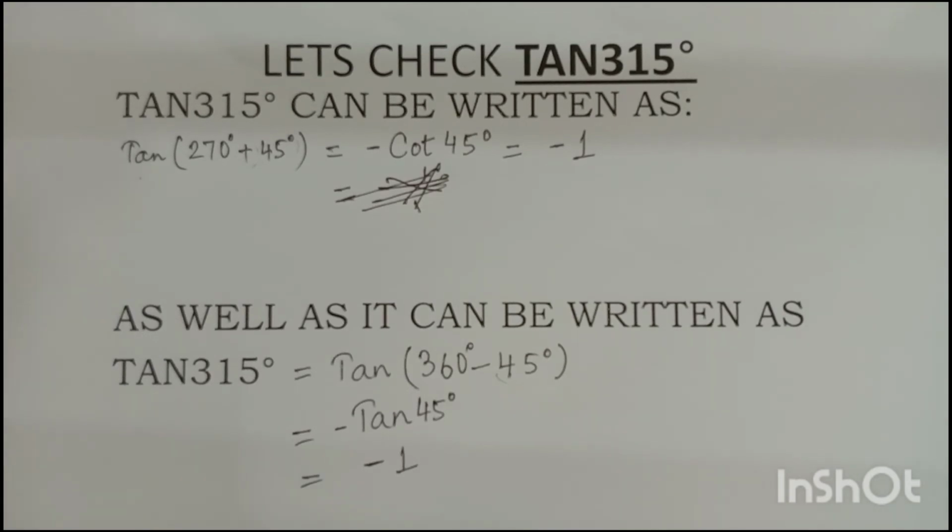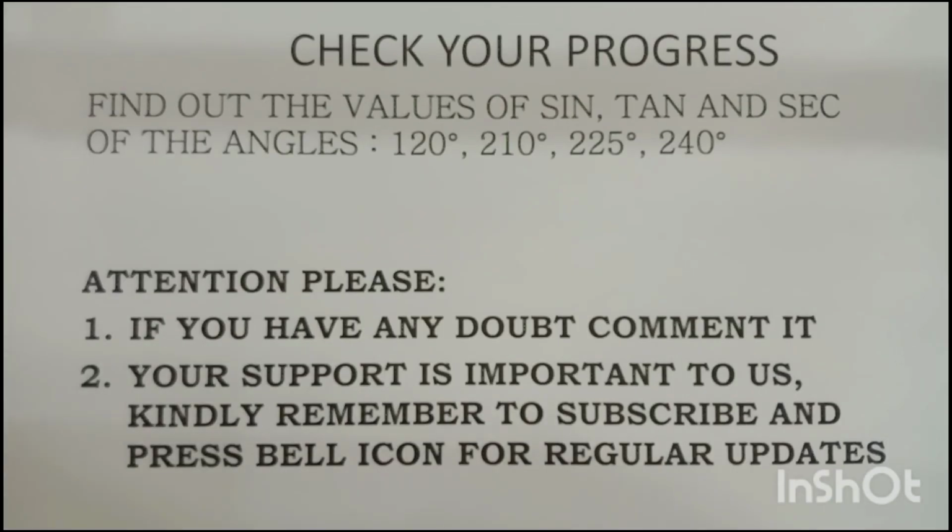Dear friends, I believe you understood this concept and now you are able to find the value of trigonometric ratios in different angles. So check these questions. That's as classwork, that's as homework for you. You can pause the video and check the solution. These questions are for you. Find out the values of sine, tan and sec of the angles 120, 210, 225 and 240. It means you have to find sine 120, sine 210, sine 225 and sine 240. Similarly, tan 120, 210, 225, 240 and sec as well.